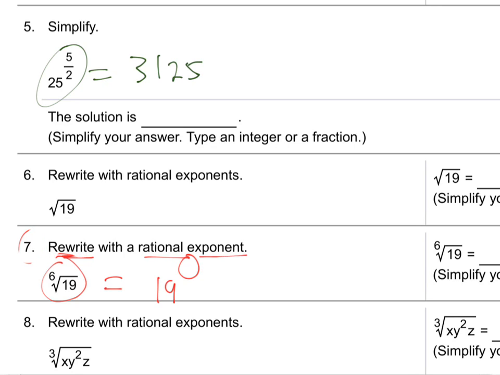So what you want to do is you want to say, okay, what's the power on the 19? I don't see any power. It must be an invisible 1 then, huh? So if there's no power there and you need to show a power, it's 1, right? If it's invisible, 1. So then where does that 6 go? Back to the denominator. It's 19 to the 1/6. And we're done. Does that make sense?